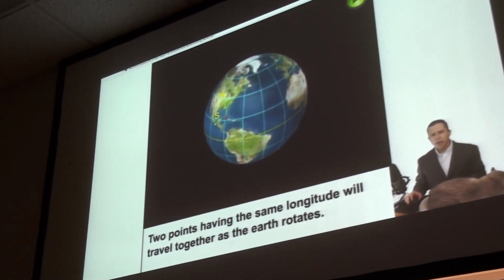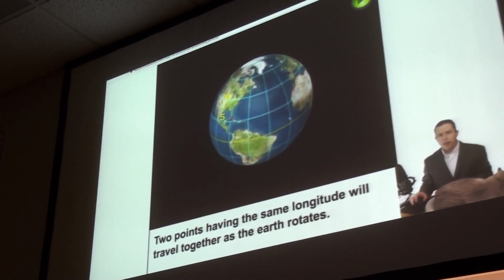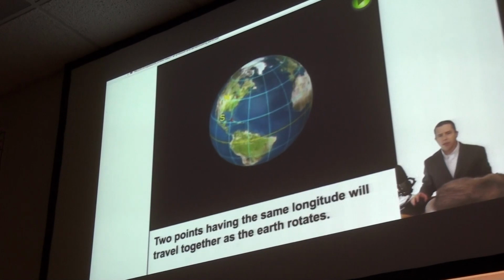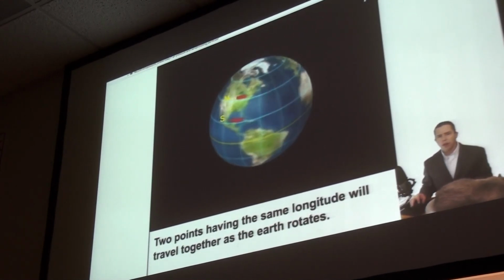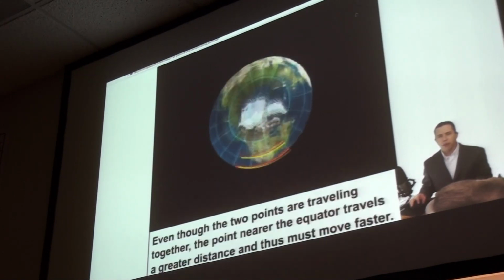But we start out, we've got 2 points that are on the same longitude but different latitudes. And so the point is that as the Earth rotates, these 2 points are going to rotate together, right? But if you look at the paths of each of these 2 parcels, they're going to be different. The parcel that was closer to the equator, the lower latitude, had to travel farther in the same amount of time, so it had to be moving faster.